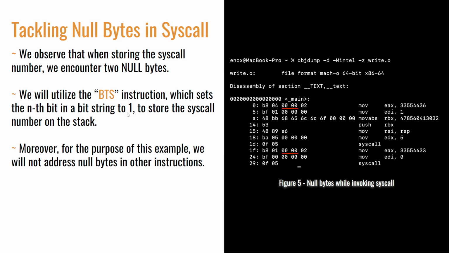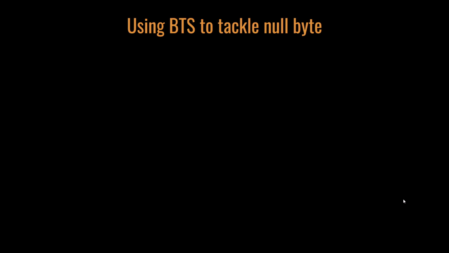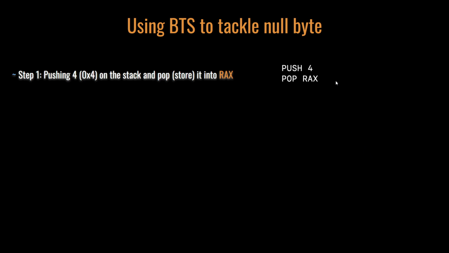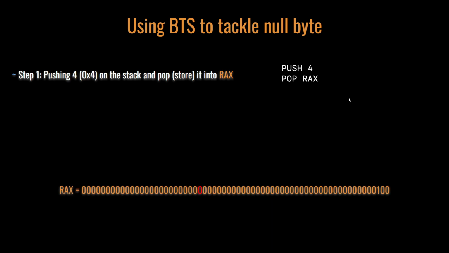We will utilize the bts instruction, which basically sets the nth bit in a bit string to 1, to store the syscall number on the stack. Now let's see its magic using bts to tackle null bytes. So step 1 is pushing 4 on the stack and popping it to store it into the rax register, 4 being the syscall number. So it is done using the following instructions. Push 4 pushes it onto the stack, pop rax moves that value into rax.